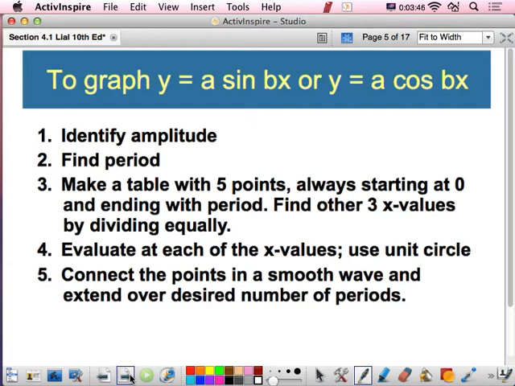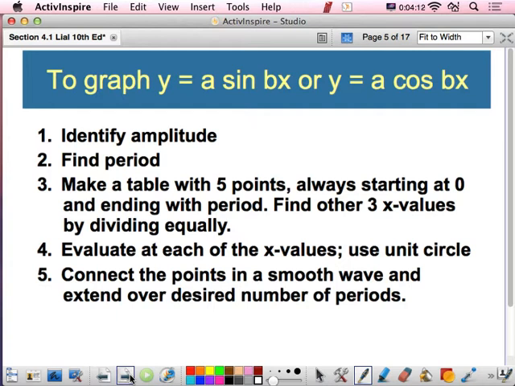And then I'm going to make a table with 5 points, an XY table, like a T-table. And I'm always going to start the first x value at 0, and the 5th x value will be my period. That way I'll see 1 full cycle, and then I can find the other 3 x values by dividing equally among them. Then we'll evaluate each of the x values into the function, find the y value, and you'll use the unit circle to do that.